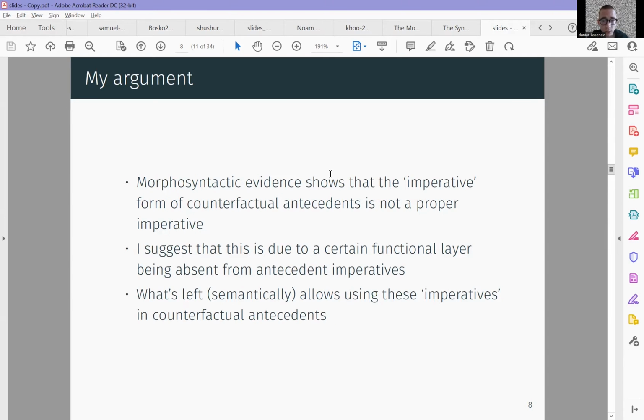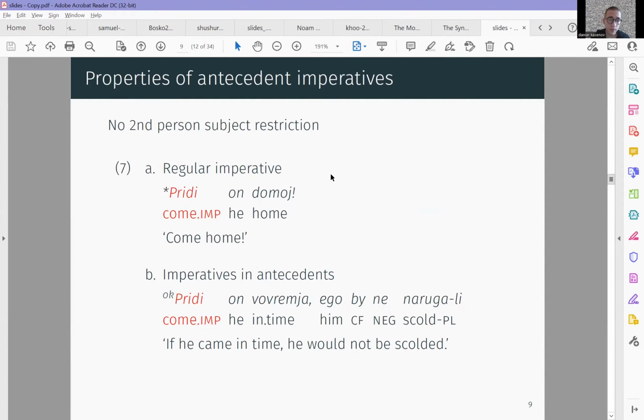So let's overview these properties of counterfactual imperatives. As we have already seen, there is no second person subject restriction. You can say 7b, приди он вовремя, его бы не наругали. If he came in time, he would not be scolded. While you cannot say приди он домой, as in, well, he come home or something like that, as a Joseph of sorts. It is ungrammatical in Russian.